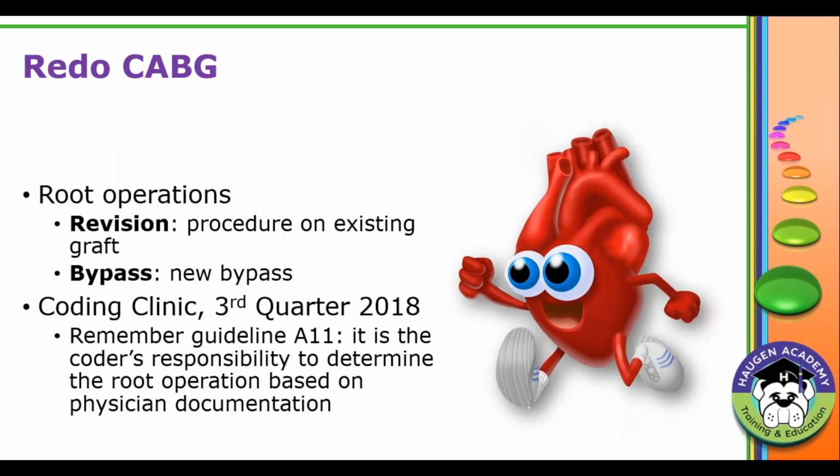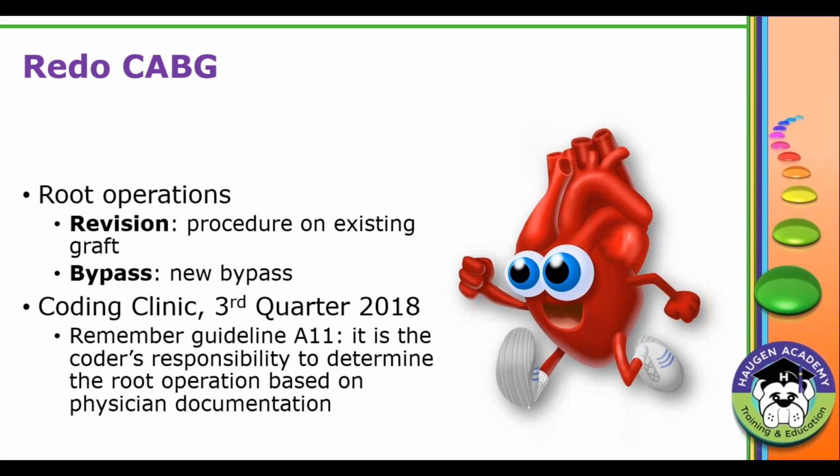Let's talk a little bit about redo CABGs. It was a question that was posed in Coding Clinic third quarter 2018. And the question was, how do you code for a redo of a coronary artery bypass? And in the article, and this is where you have to be really careful, and you've got to read your Coding Clinic articles really carefully, for the case that was presented to Coding Clinic, they said code it as bypass because it's a new bypass. But they also talk about the fact that had they done some sort of a procedure on the existing graft, it would have been revision.